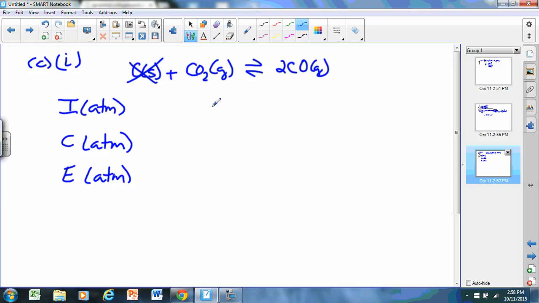So here's the deal. We know from the chart that initially this was 5 and this was 0. Now remember, if you're doing Kc, you should put capital M here for molarity. Anytime you're doing Kp, or the gas laws on the AP exam, they always have it in atmospheres.